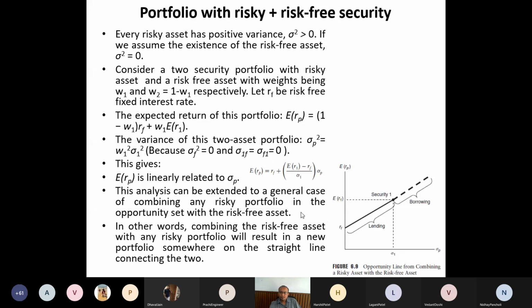So let us have this portfolio with now N risky securities. I want to extend this discussion to the general case of combining any risky portfolio in the opportunity set with the risk-free asset. I have already framed a risky portfolio which is in the opportunity set, the feasible set. Now I add one risk-free asset to this portfolio. In other words, I am combining the risk-free asset with the risky portfolio, and that will result in a new portfolio.